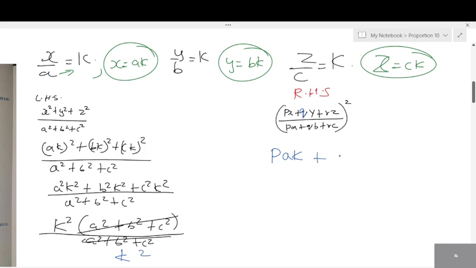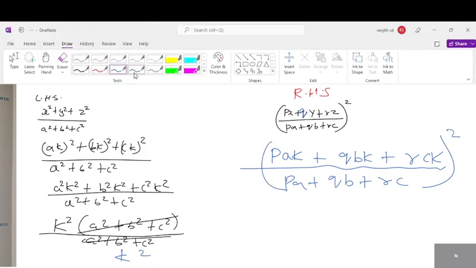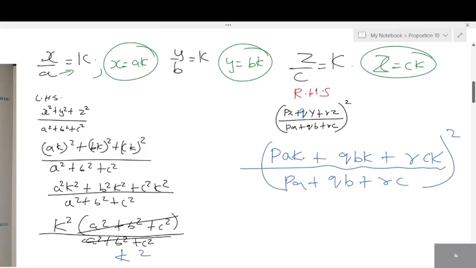PAK. Next, Q as it is. What is Y value? Q BK plus R CK divided by PA plus QB plus RC the whole square. Don't forget the square, students. Square. So tell me what is common in the numerator? What is common? No, not K. Along with K, what is?